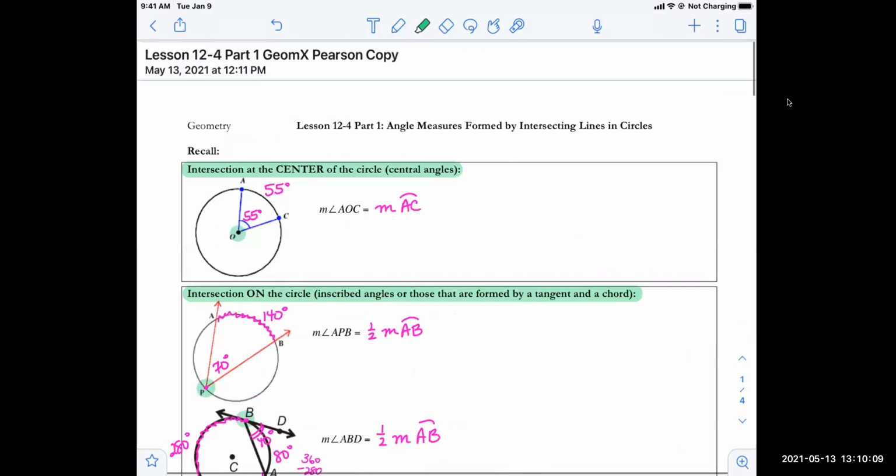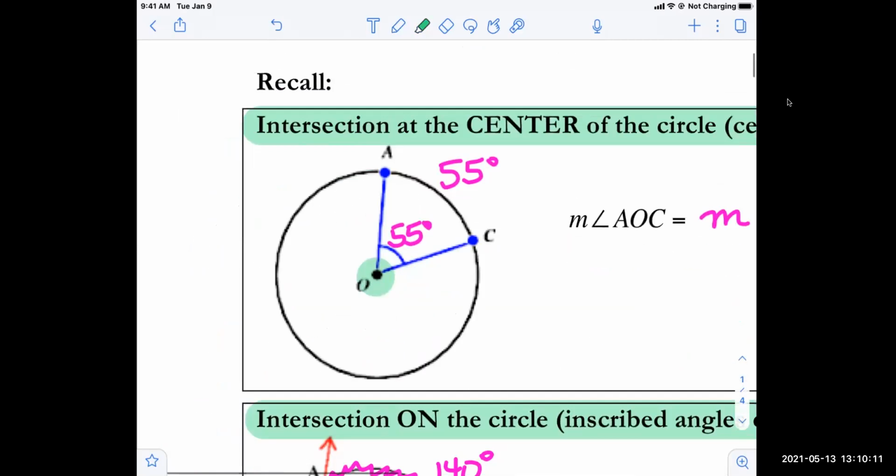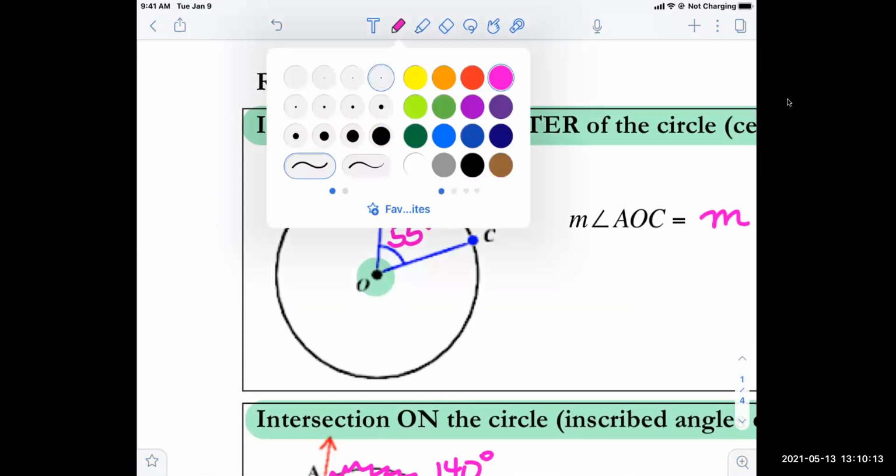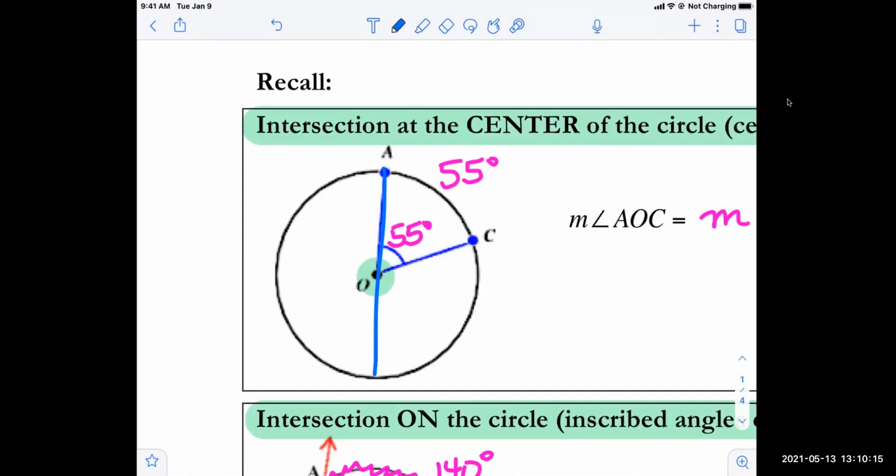Now, let's go back to the central angle for a second. Does that theorem work? Does it work if I go ahead and stretch these out? What would this arc over here have to be?